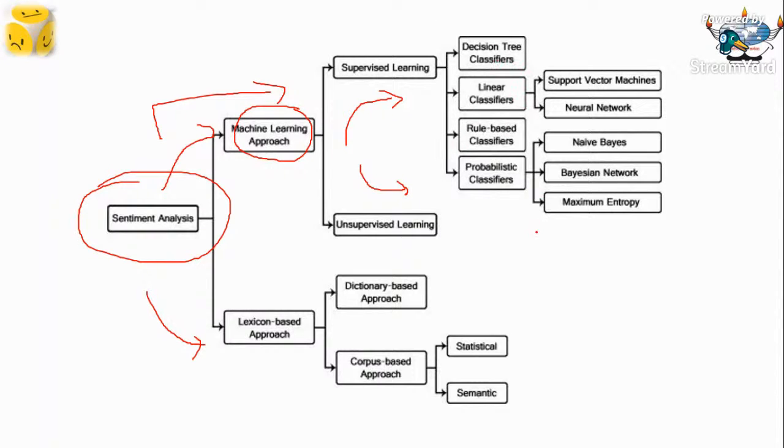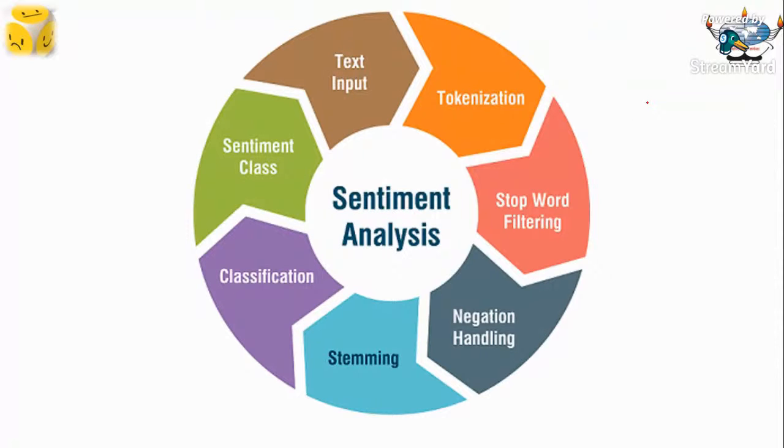So various types of classifiers are there. We are today going to use the neural network classifiers. So there are probabilistic classifiers, Naive Bayes, Bayesian, entropy based classifiers, and linear classifiers where the neural network and support vector machine will be involved. So today we will be discussing the neural network for this sentiment analysis purpose.